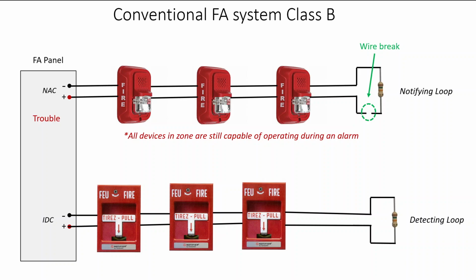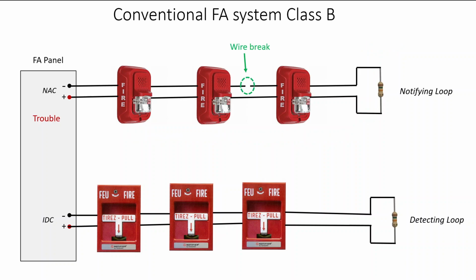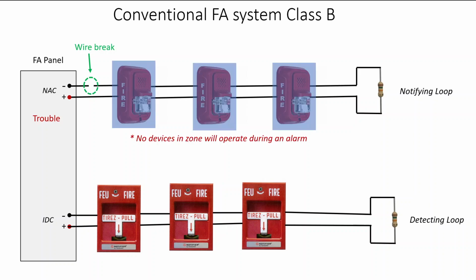If, however, we change where the break is to this location, the system will still recognize a trouble, but the last notification device on that loop will no longer be operable during an alarm. It doesn't have a connection to the source. Worst case scenario would be right up here, the first device on the zone. If that were to happen and we went into an alarm condition, none of the notification appliances would function.